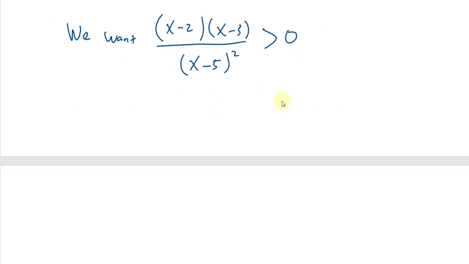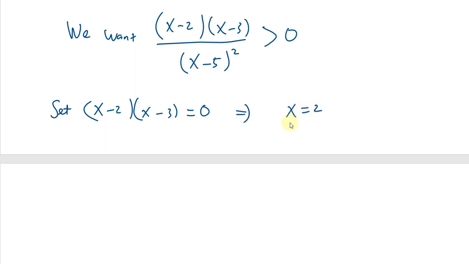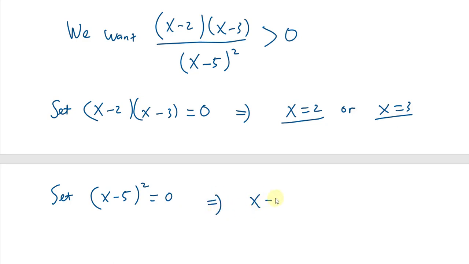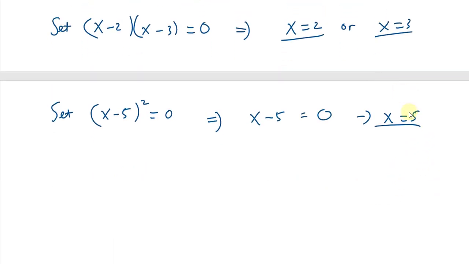Okay, so how do I solve for this inequality? I know that I have to set the numerator to be 0. Okay, so set the numerator to be 0 to find the boundaries. That gives me x equal 2 or x equal 3, right? Setting each of them equal to 0 and then solve for x. I also need to set the denominator x minus 5 squared equal to 0. That tells me x minus 5 equals 0 or x equal 5. Okay, so we have 2, 3, and 5.